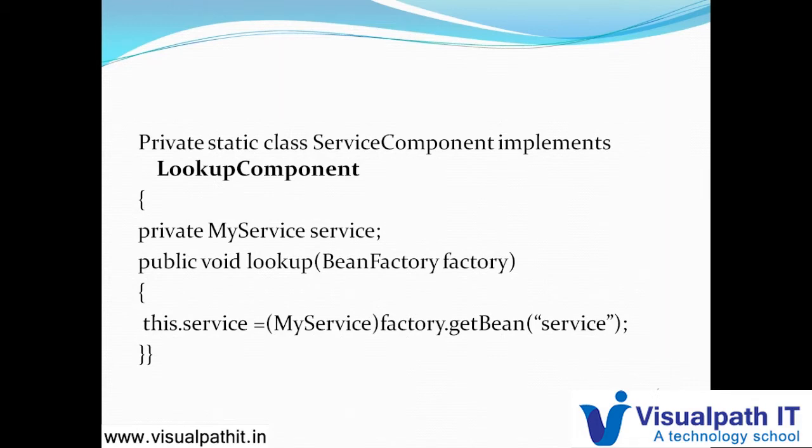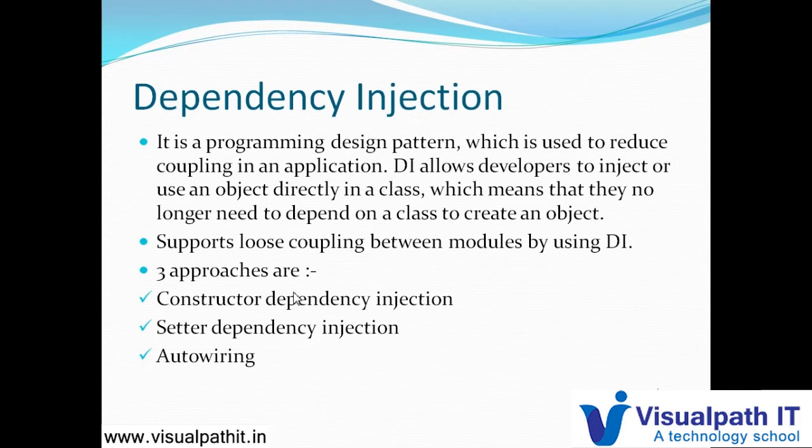In our application, to obtain the dependency between the components, the container calls this lookup method on each component. The component then searches out its dependency by looking at the bean factory interface. This is the code snippet which clearly explains that scenario. There is a lookup component interface here and a lookup method. That is very, very important.